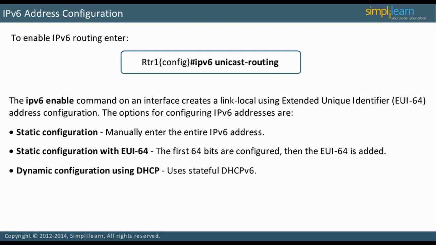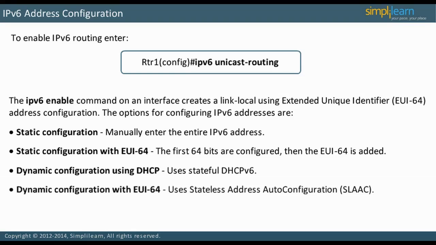The third option to configure IPv6 addresses is dynamic configuration using DHCP. This uses stateful DHCPv6. The last option is dynamic configuration, with EUI-64 using stateless address auto-configuration, SLAAC. As you can see, EUI-64 is often used in IPv6. Let us discuss the last 2 options in the following slides.